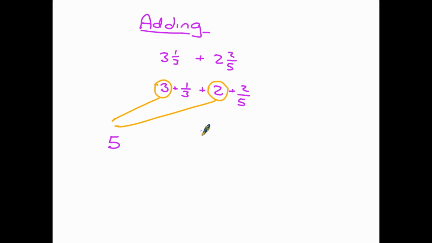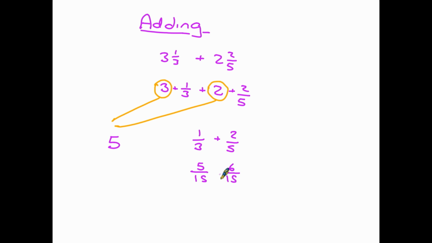We now have to tackle the fractions. So we have 1/3 and we are adding it to 2/5. We have to find a common denominator. We do that by multiplying 3 times 5 and we get 15. So two new fractions, both with 15 as the denominator. We multiply the 3 by 5, so we have to multiply the 1 times 5. We multiply the 5 by 3, so we have to multiply the 2 by 3.